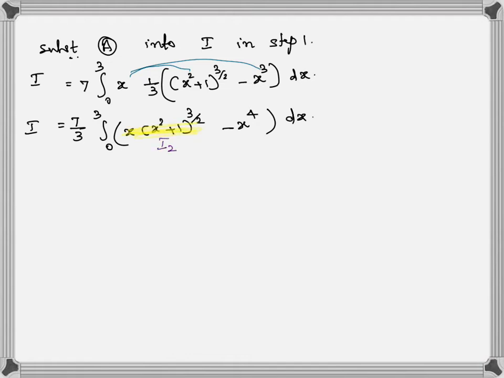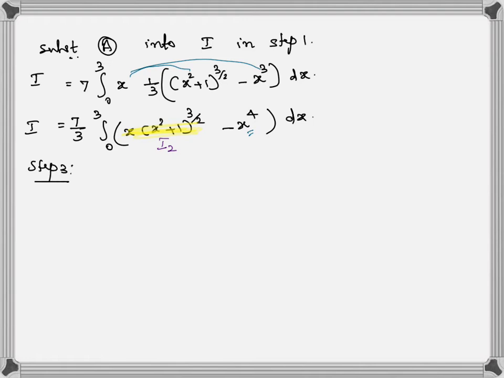And now we are going to evaluate this I2, which is integral 0 to 3 x times (x squared plus 1) to the power 3 by 2 separately. Integral of this one is simple, which is integral x to the power 4 is x to the power 5 over 5. We will fill in that information later.